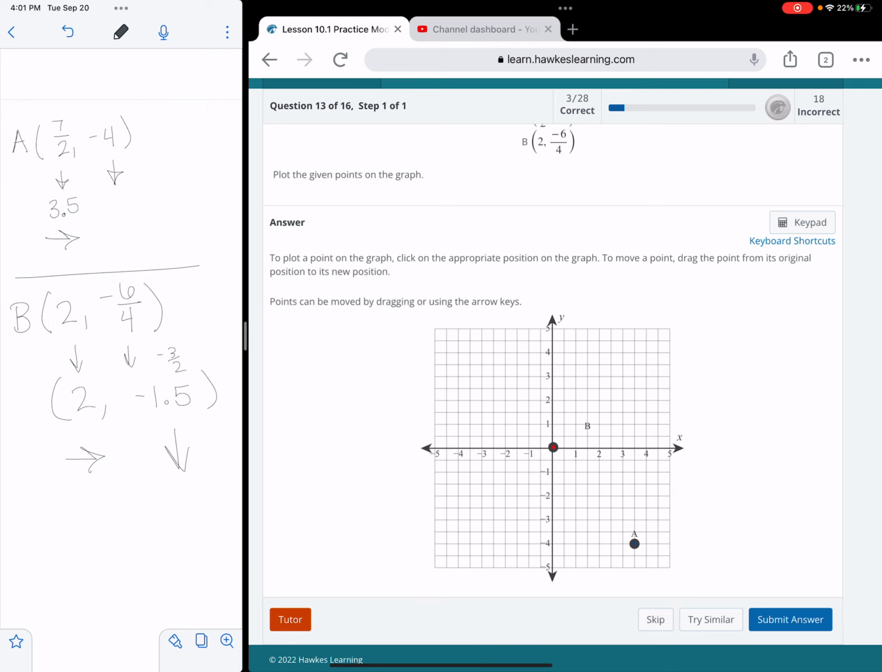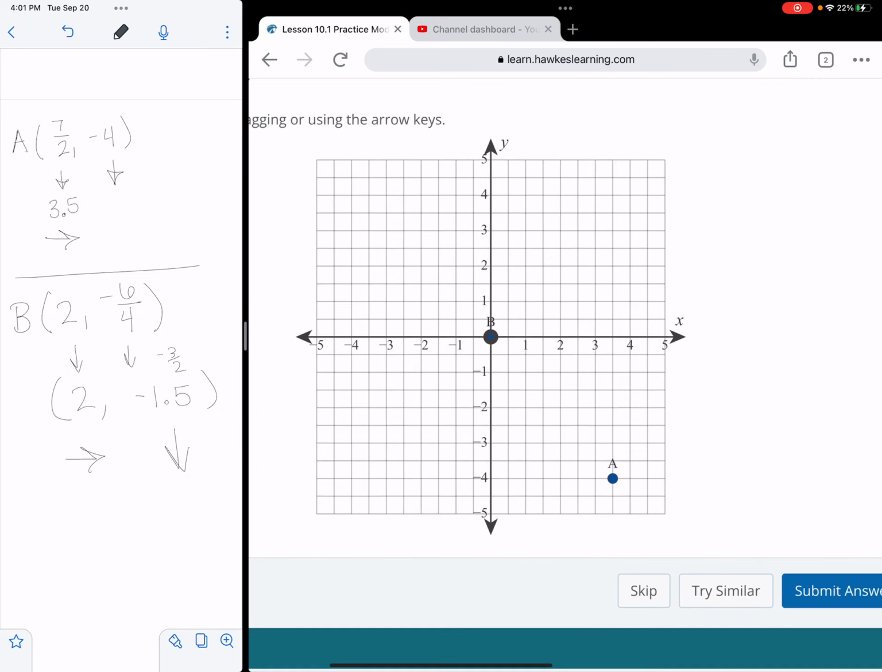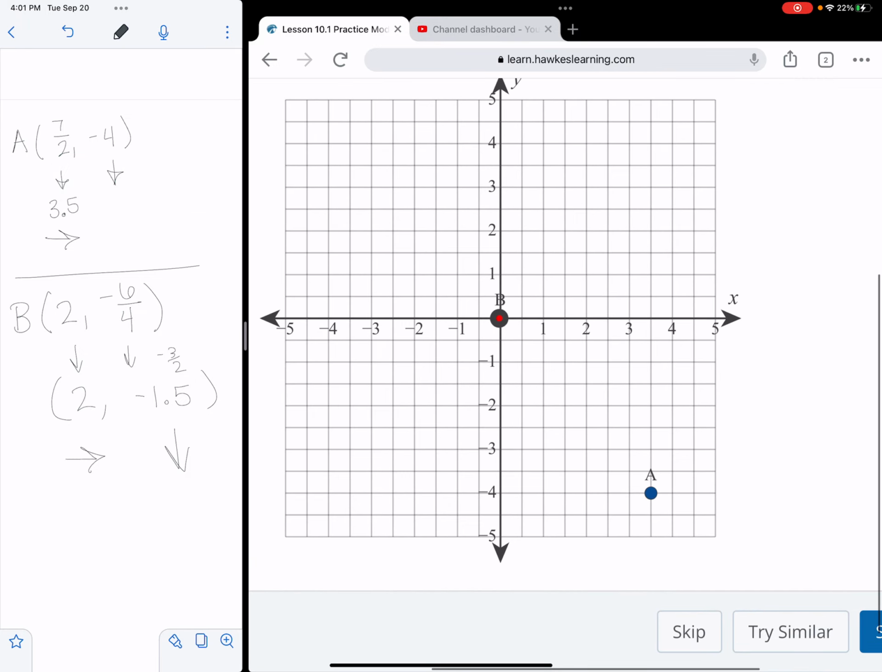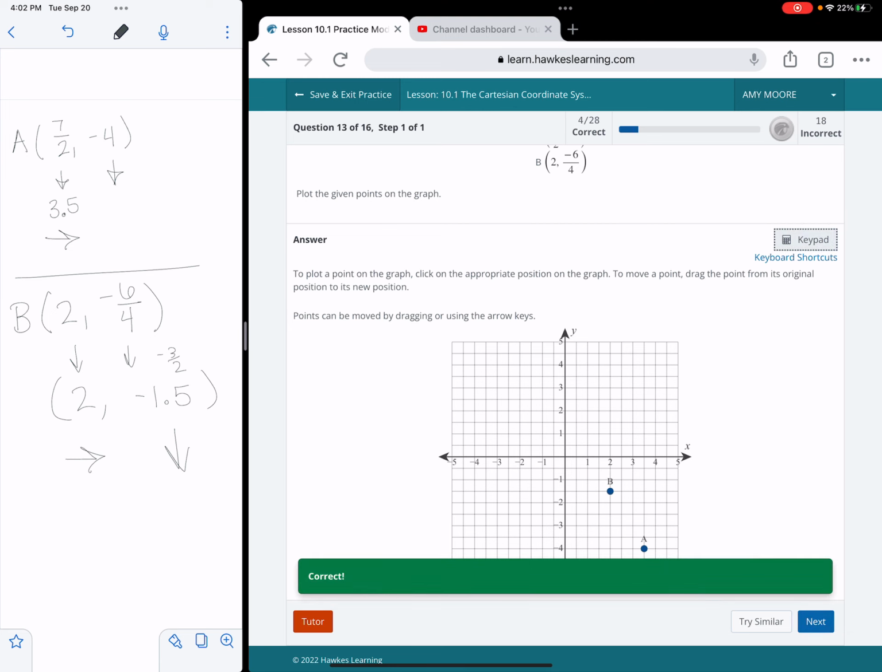So I'm taking point B. Let me zoom in some so it's a little bit easier to see. I'm taking point B. I'm going to go right 2, 1, 2, and then down 1.5. So I'm halfway between -1 and -2. And then I would submit that.